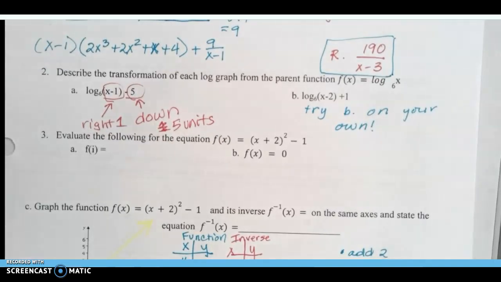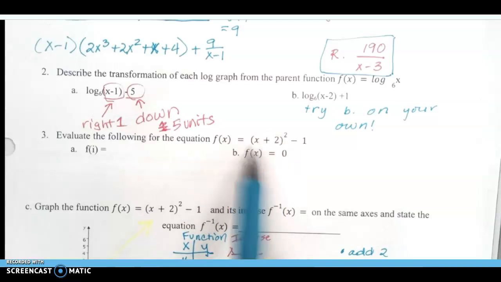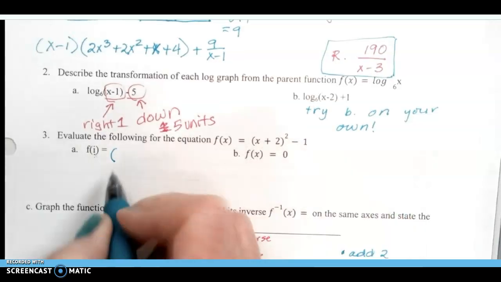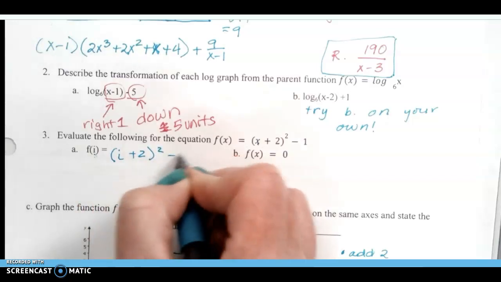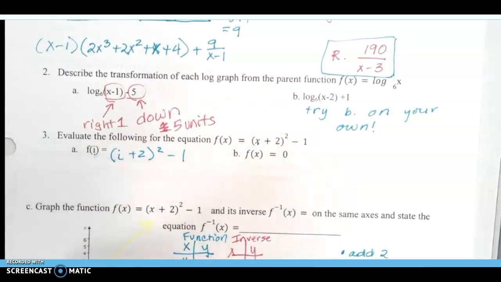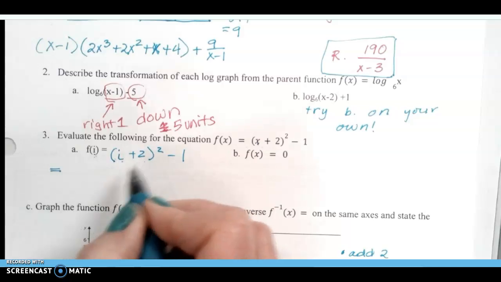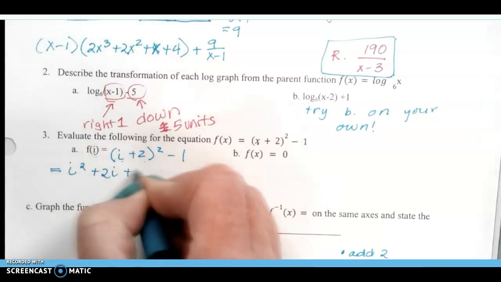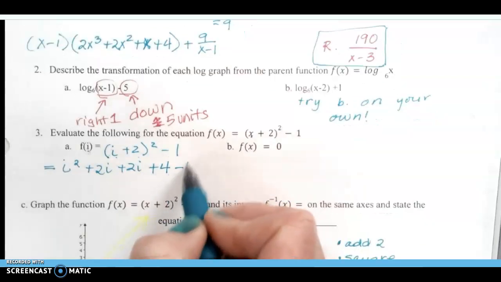Question number 3, they want us to evaluate the following for the function of x, where x plus 2 is being squared minus 1. So what happens if we plug in I, our imaginary number I? We would plug that in wherever we see x, so we would have I plus 2 being squared minus 1. If we want to square this, you can use an area model. I'm just going to FOIL. Multiply I plus 2 times I plus 2, which gets me I squared plus 2i plus 2i plus 4, and then we want to subtract 1 from the whole thing.